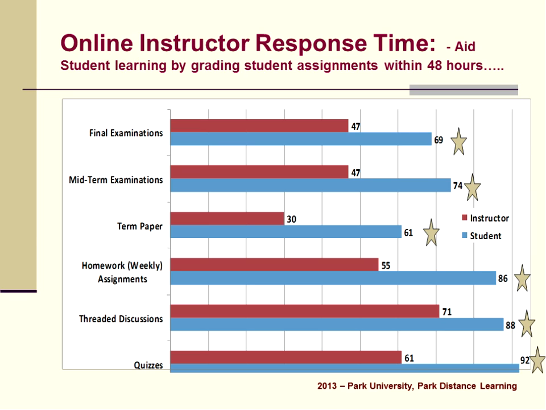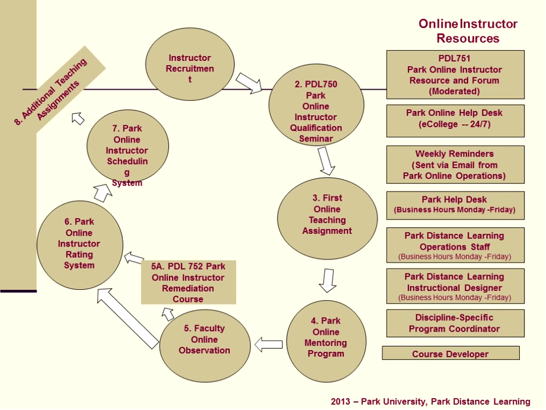Midterm exams, 3/4 of students compared to 1/2 of the faculty members. Grading their term papers, 6 in 10 compared to 3 in 10 faculty. Homework weekly assignments, nearly 9 in 10. They wanted that feedback right away compared to only 5 in 10 faculty. And threaded discussions, they wanted grades on that right away.